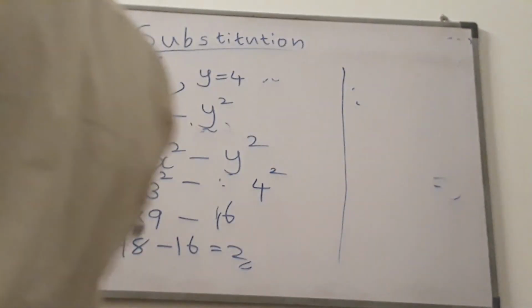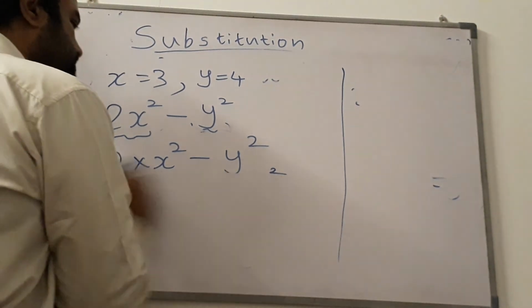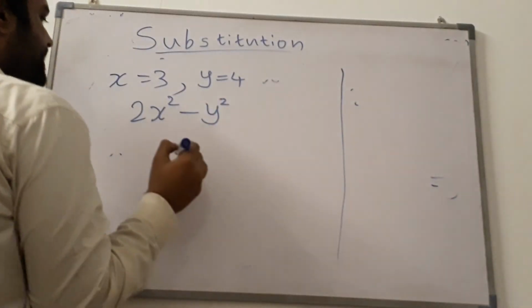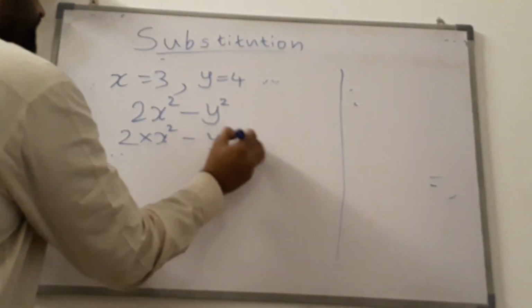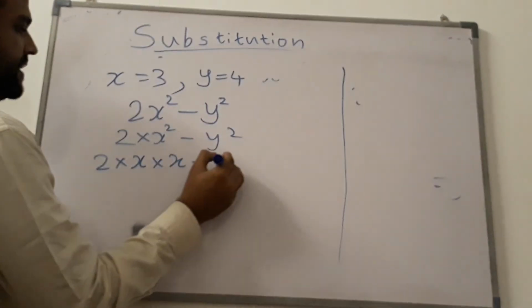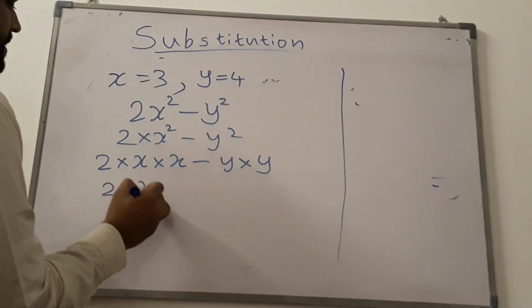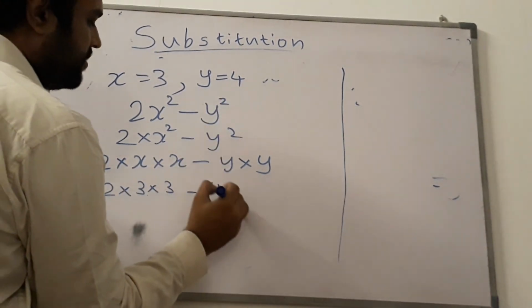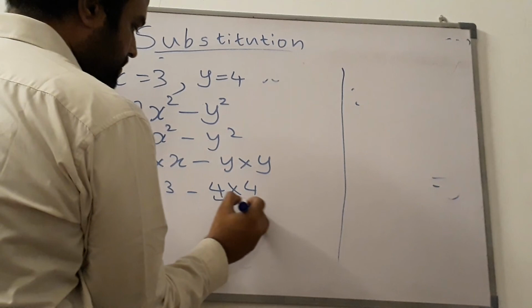Okay, I'll make it much easier for you if it is too much. We can write 2x squared minus y squared in this fashion: 2 times x times x minus y times y. Instead of x we can write 3: 2 times 3 times 3. Instead of y we can write 4: 4 times 4. 2 times 3 is 6. 6 times 3 is 18. 4 times 4 means 16.